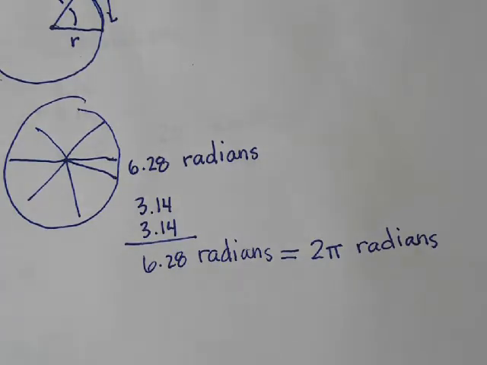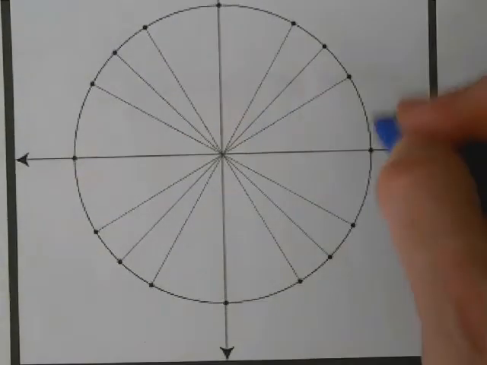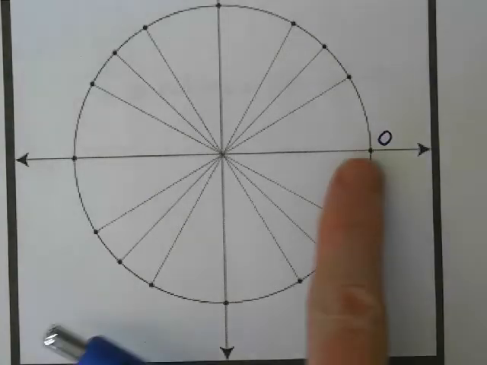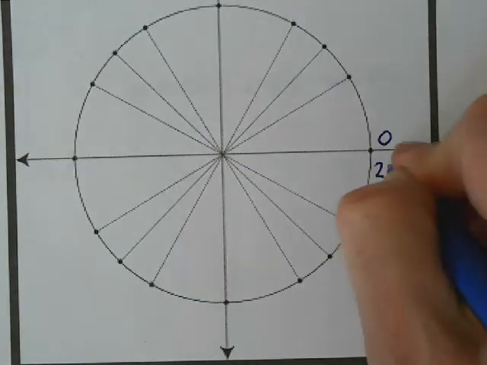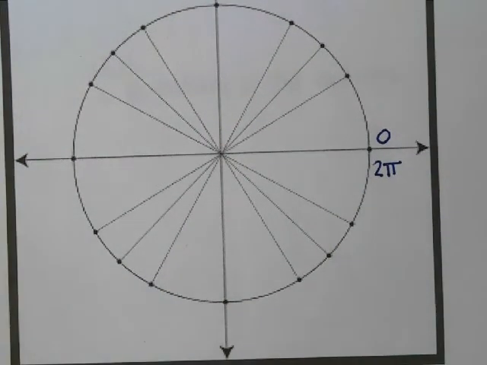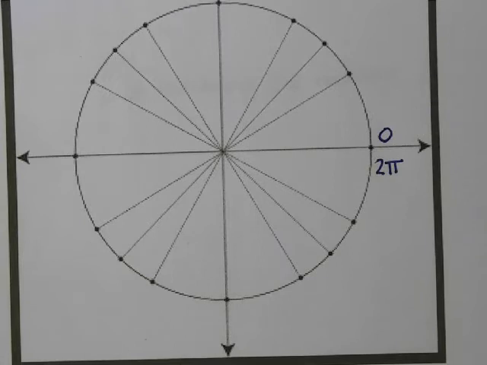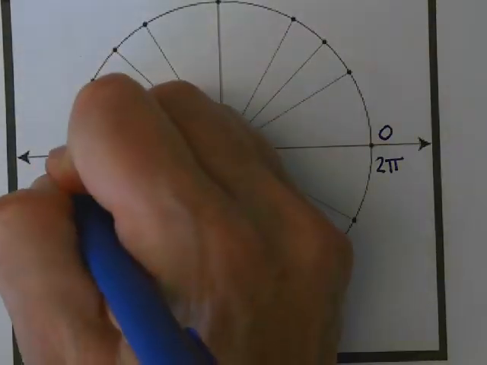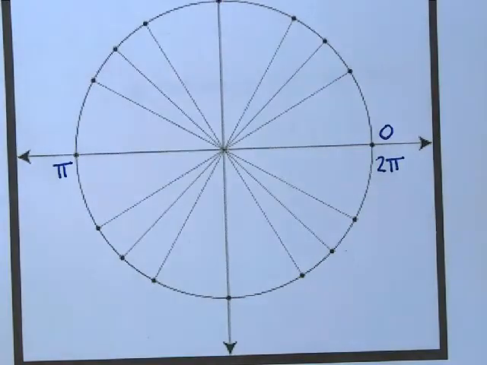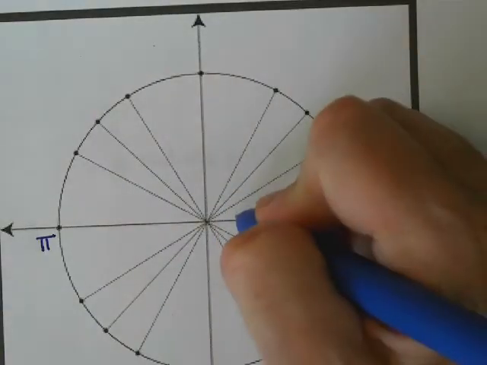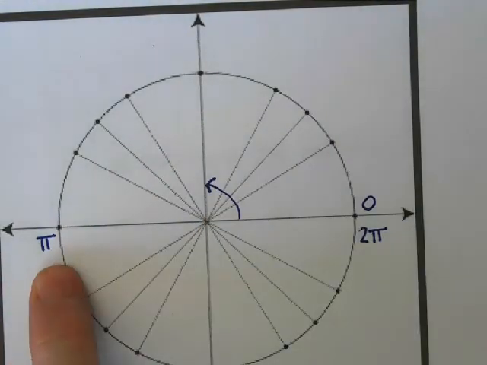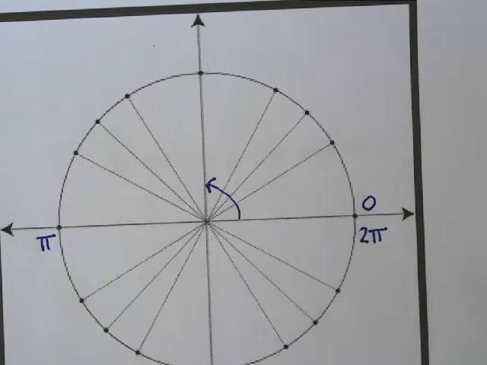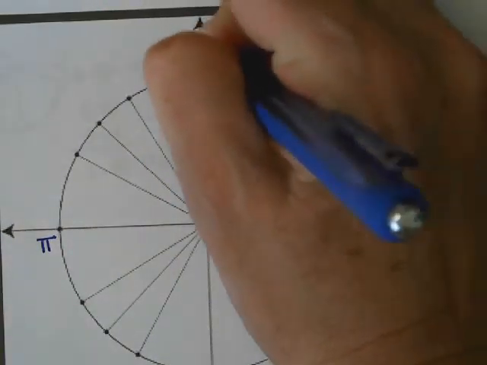So I want you to think about if a circle has 2 pi radians. I start here, and I go all the way around the circle, and I'm at 2 pi radians. If it's 2 pi all the way around the circle, then halfway around the circle would be pi. What if I want to go 1/4 of the way around the circle? I want to go to here. Well, I need to take half of pi, and half of pi is just pi over 2.